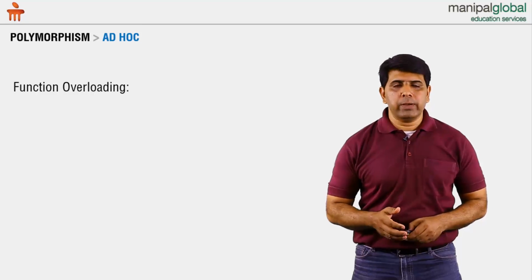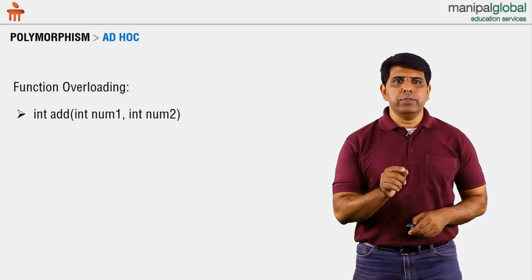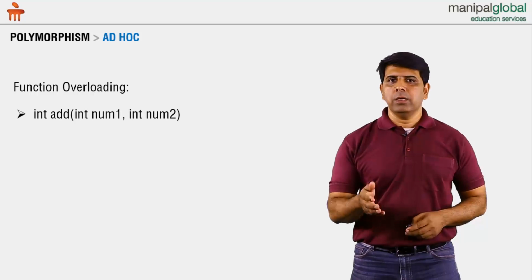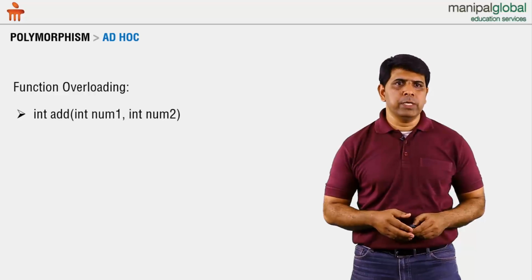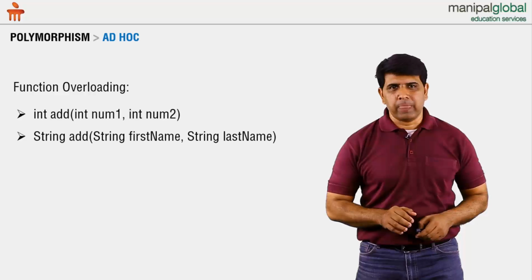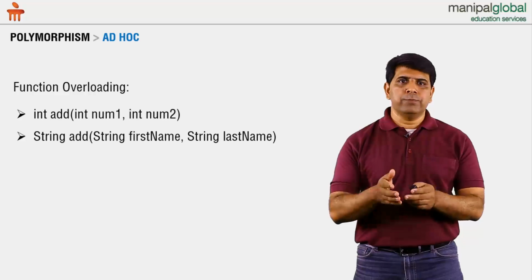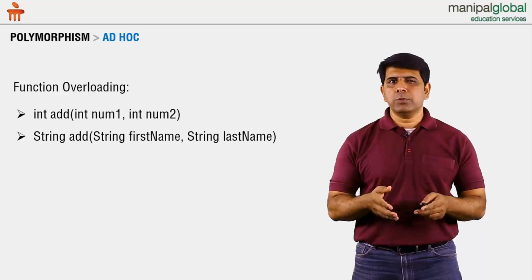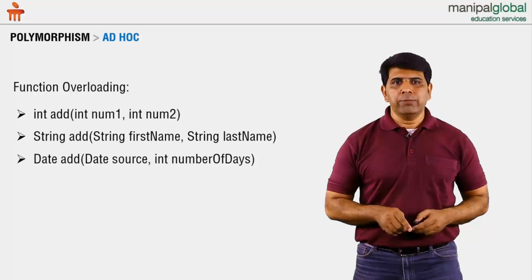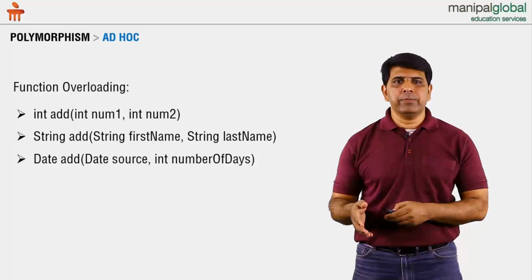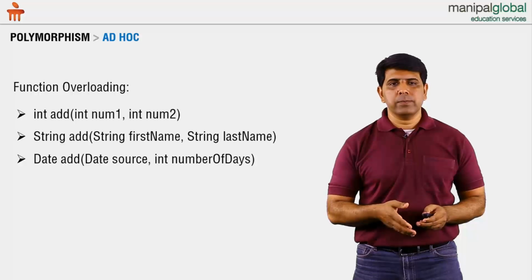Now what is function overloading? Look at a function called add. In this example, there are 2 numbers being supplied to add, and you would expect that the numbers get added and a return value is received. Here is another add, but this time I am supplying a first name and a last name. When I supply this first name and last name to this function, it's just supposed to concatenate and return that. What about a function to which we supply a date and a number of days? This is expected to return a future date from the source date.